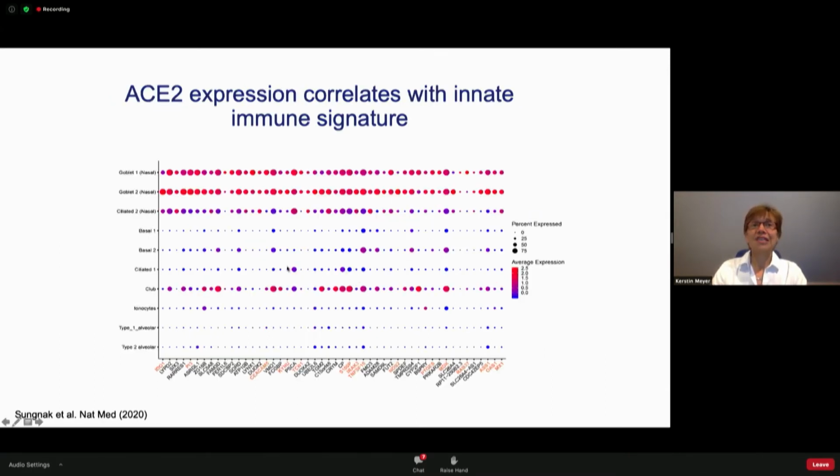We also looked at genes that are co-expressed with ACE2. Looking at the different cell types of the lung and then asking for co-expression, we noticed that there was a gene signature that was very strongly enriched in innate immune genes, shown in red here. And other people have taken this work further and actually shown that ACE2 is an interferon-inducible gene, but again, it already tells us something about the biology.